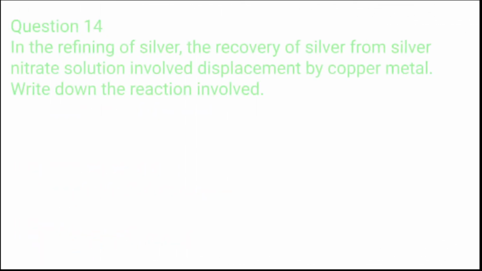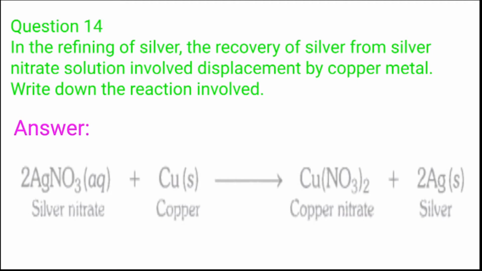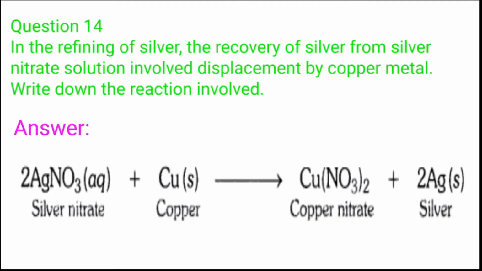Next question number 14. In the refining of silver, the recovery of silver from silver nitrate solution involved displacement by copper metal. Write down the reaction involved. Answer is, AgNO3 plus Cu gives CuNO3 twice plus Ag. Question number 15.